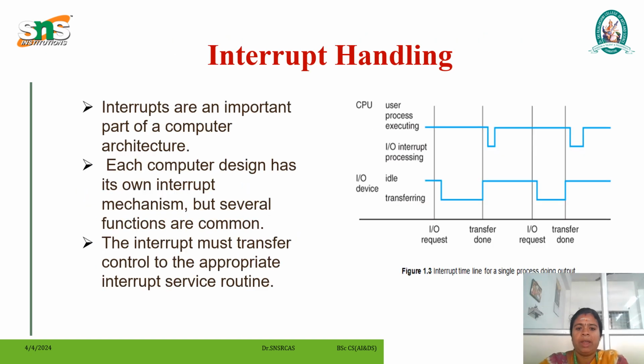Next one is interrupt handling. Interrupts are an important part of computer architecture. Each computer design has its own interrupt mechanism, but several functions are common. The interrupt must transfer control to the appropriate interrupt service routine. The straightforward method for handling this transfer would be to invoke a generic routine to examine the interrupt information. The routine in turn would call the interrupt-specific handler.